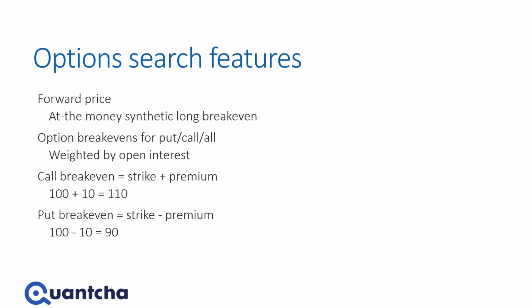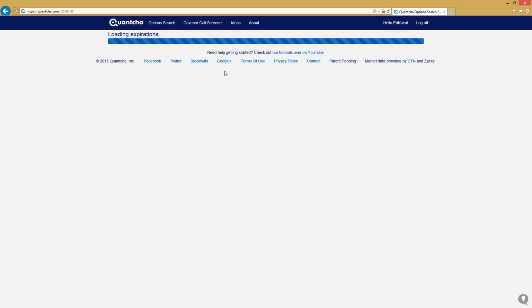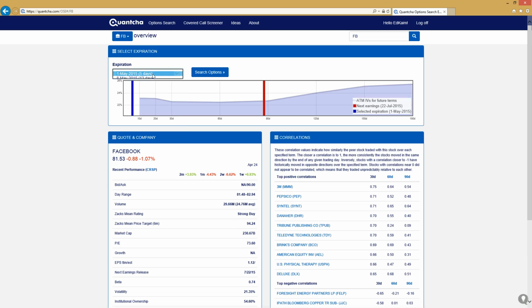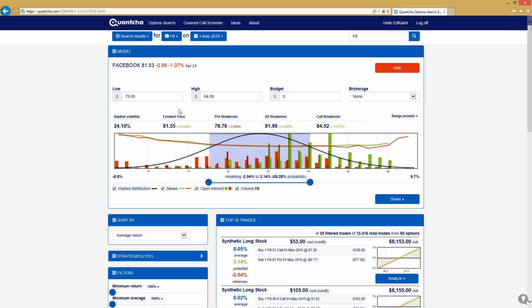I'm going to switch over to the option search engine now. And here we are on the dashboard, and we're going to take a look at Facebook. And we're just going to look at Facebook for the 5-day expiration from today, which is May 1st, this coming Friday. And if we take a look at the stock, what we can see here is this is expanded out already for us.